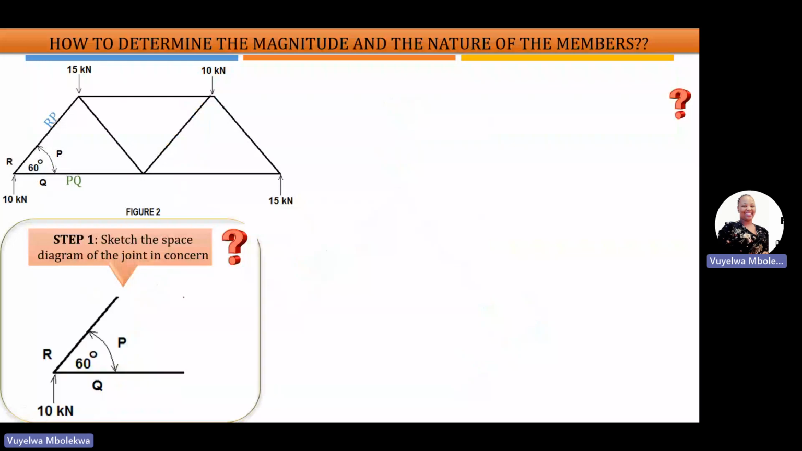Yeah, so a space diagram is basically a sketch whereby you just take the forces that are in that joint that you are busy with. You leave everything else out. So this diagram is not according to scale. It's called the space diagram. So here you are showing the 10 kilonewton force, you're showing the member RP and the member PQ, and you're showing the angle because that is all that is important, that concerns that joint.